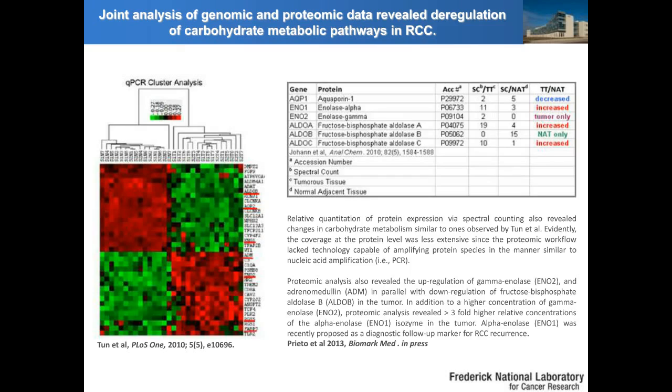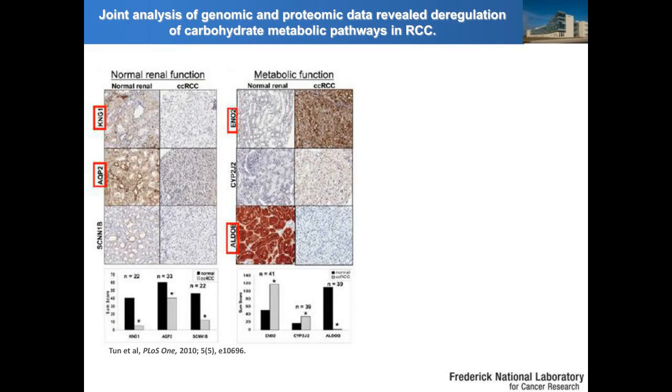So we have very good correlation, at least for this first pathway. The proteomic analysis also revealed the upregulation of gamma amylase and adrenomedullin in parallel with the downregulation of fructose bisphosphatase and aldolase B in the tumor. So this finding is showing that our just N of 1 study is, at least in this compartment, in agreement with the genomic study. We obviously didn't discuss the proteins which are differently expressed, but we wanted to see what the congruence is, is there any similarity between those two.